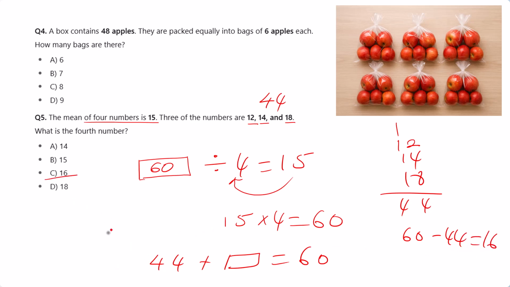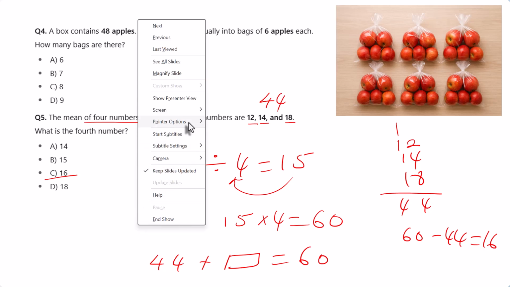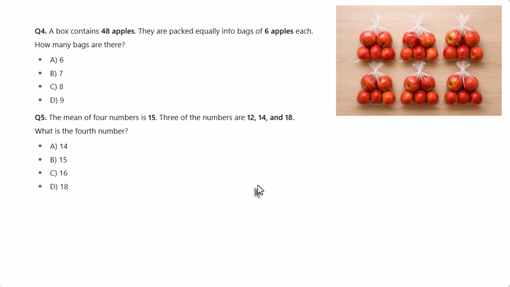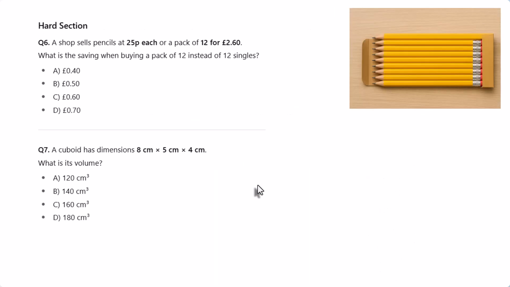So to find the mean of numbers, you add them and divide by how many they are. So this is it. Now we move on to the next question. And the next question is going to be question 6 and question 7. 6 and 7 now they're a bit harder. So pause the video and try 6 and 7.